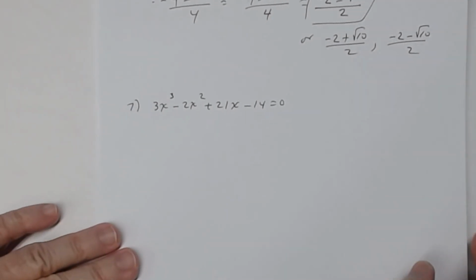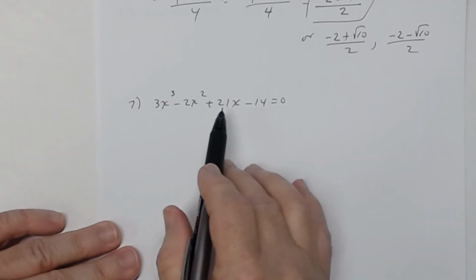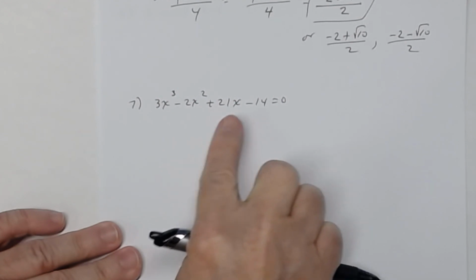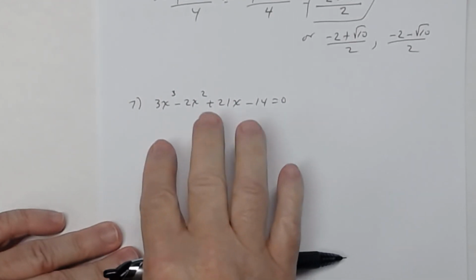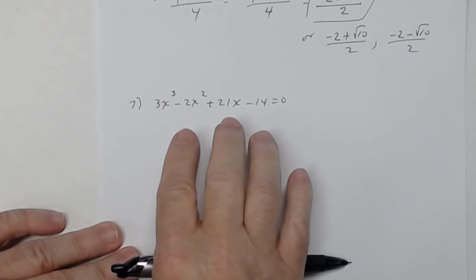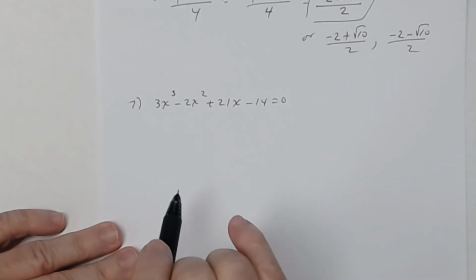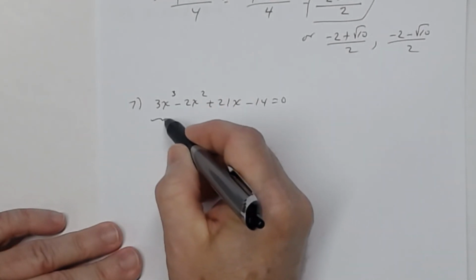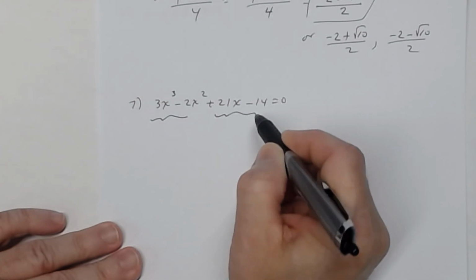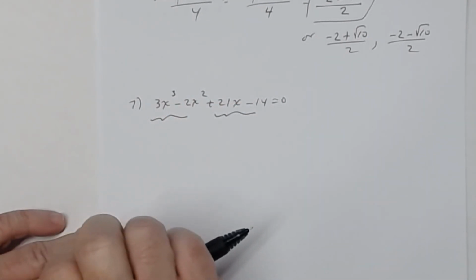Okay, number 7. Number 7, we have this polynomial equation. Notice there are 4 terms. And the way you want to solve this equation is to see if you could solve by factor by grouping. And usually what works, not always the case, but usually what works is to group the first 2 terms and group the last 2 terms. First of all, make sure it's in descending order, and it is.